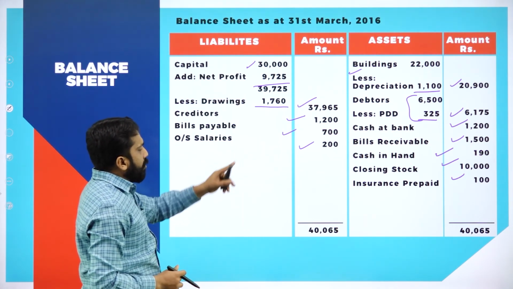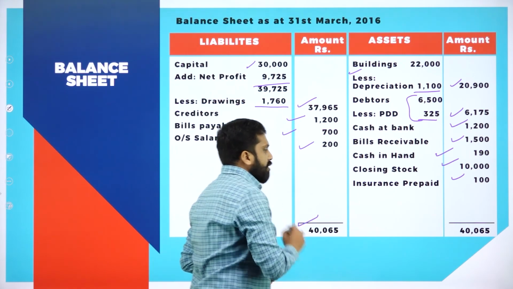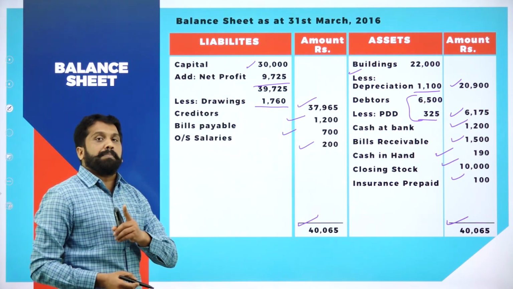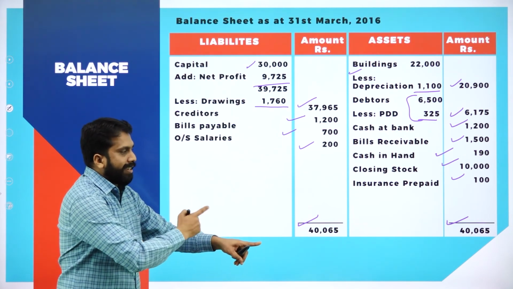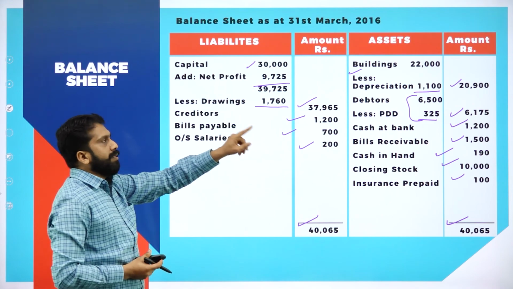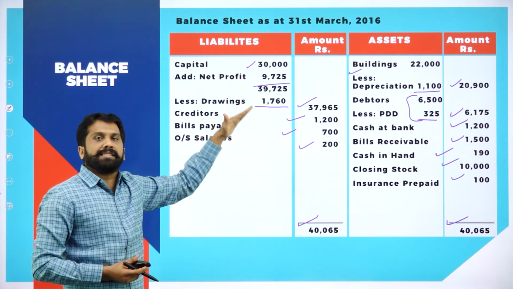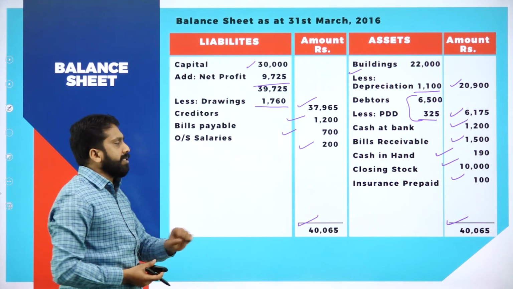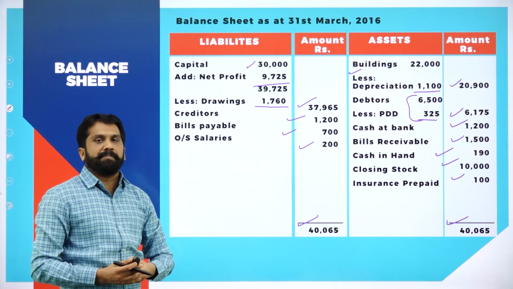Now, the total is how much? 40,065. Remember, your balance sheet must get tallied, and we will not write "To" or "By" for this. Why? Because it is of a capital nature. If it is of a capital nature, we will not consider "To" or "By".